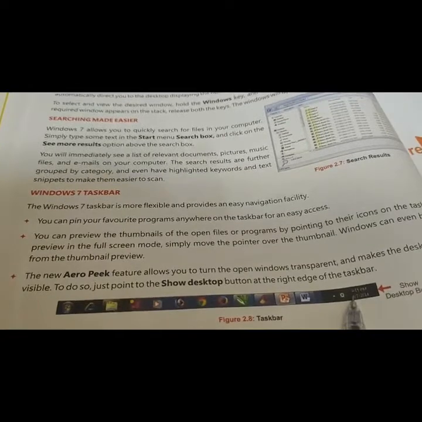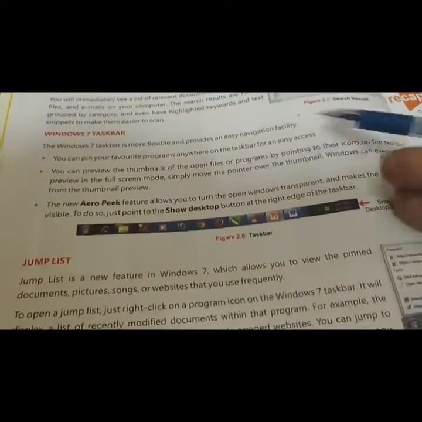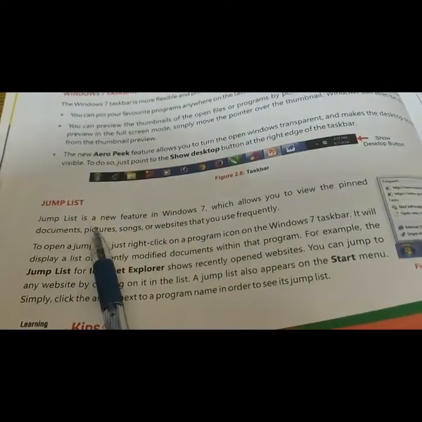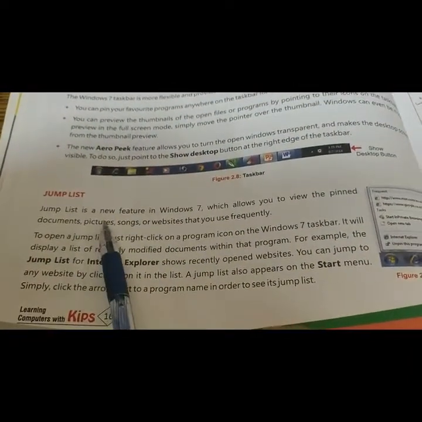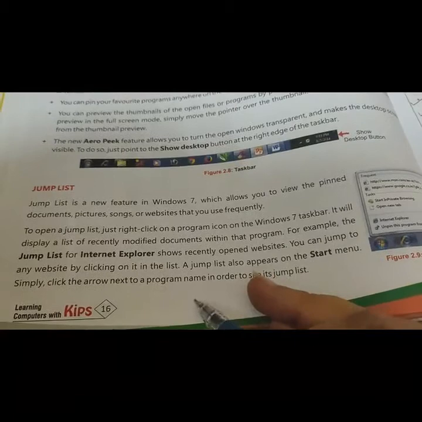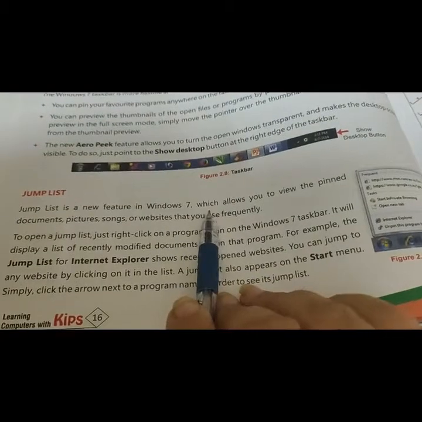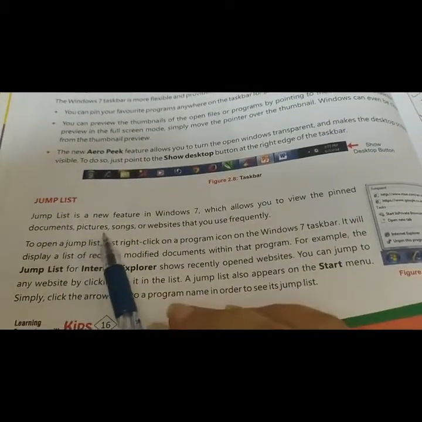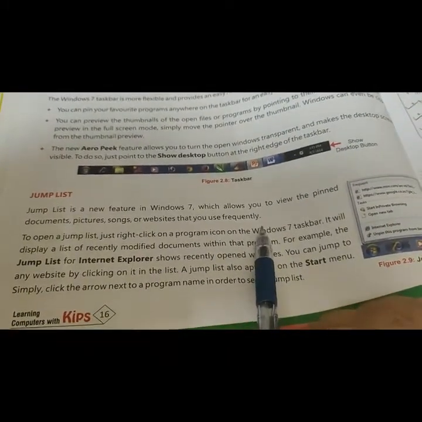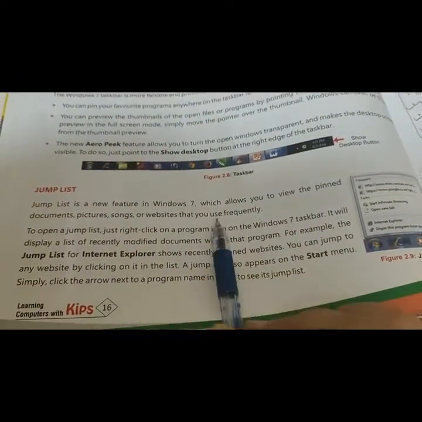So this is all about the topics of this chapter number 2. Last but not least, jump list. What is a jump list? If you want to jump to a file or any icon, you can choose this feature. Jump list is a new feature in Windows 7 which allows you to view pinned documents, pictures, songs or websites that you use frequently. Whatever you use frequently, if you pin it, you can choose it from the jump list option.